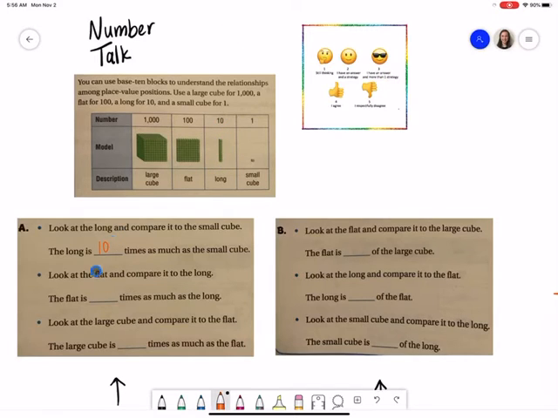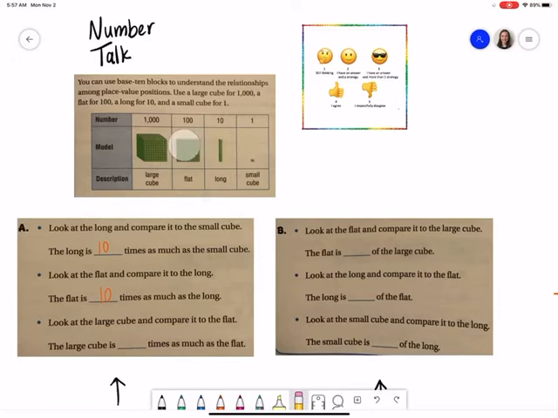The second question says, look at the flat and compare it to the long. The flat is how many times as much as the long? Let's look at it. If we were to put this long on top of the flat, we could put it on 1, 2, 3, 4, 5, 6, 7, 8, 9, 10 times. So the flat is 10 times as much as the long.